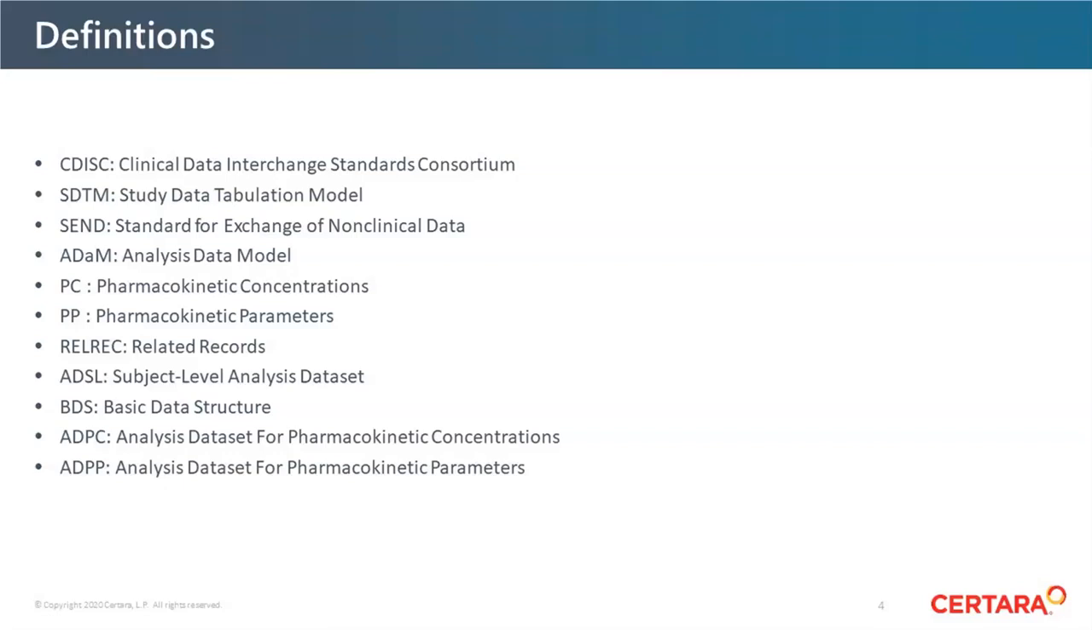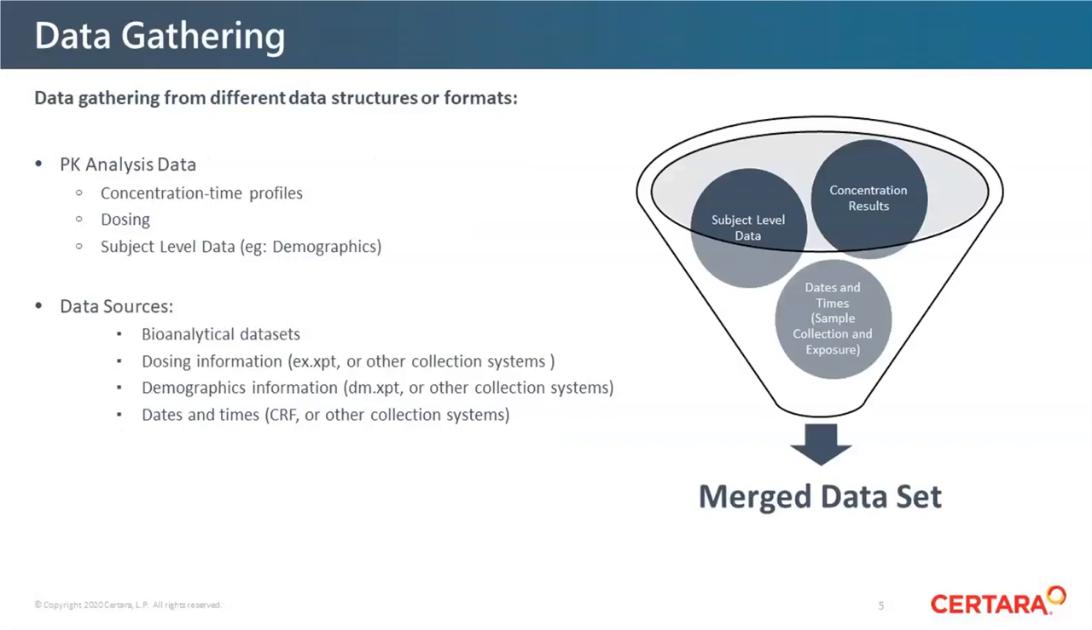So our first step is the data gathering. We know that the data used for PK analysis are concentration time profiles, dosing data, as well as some additional subject data like weight, age, etc. They usually come from different data sources with different data structures.